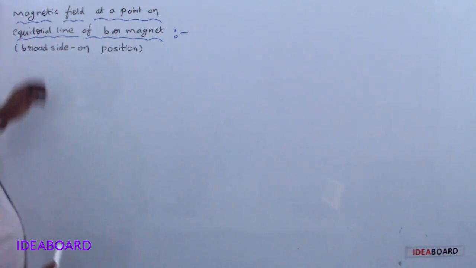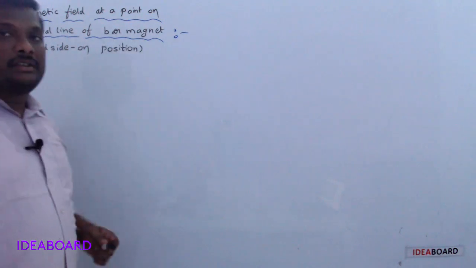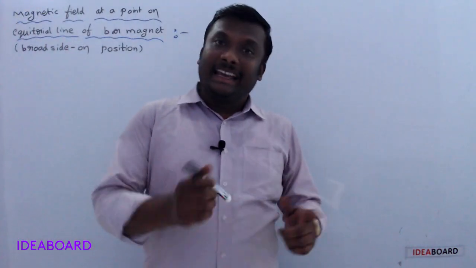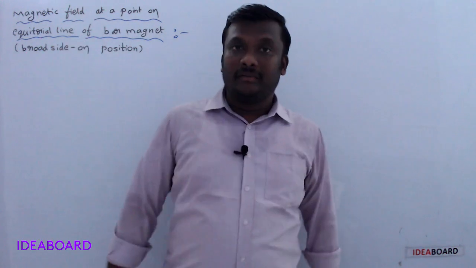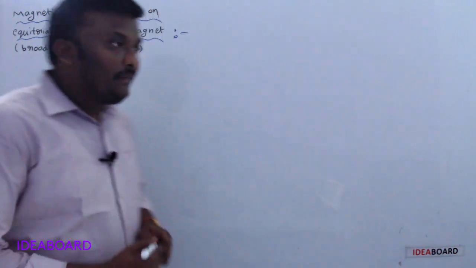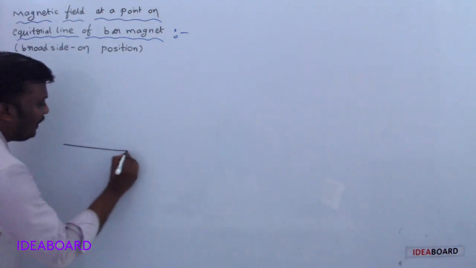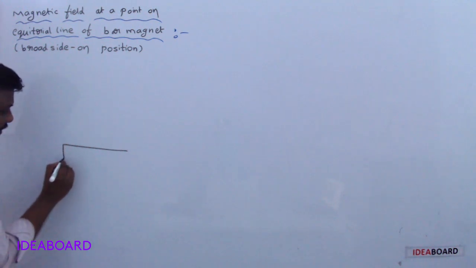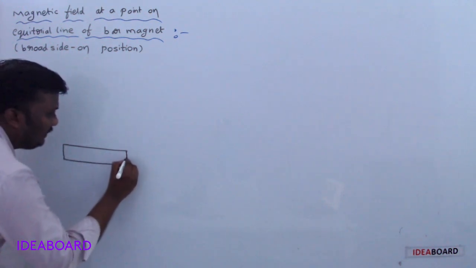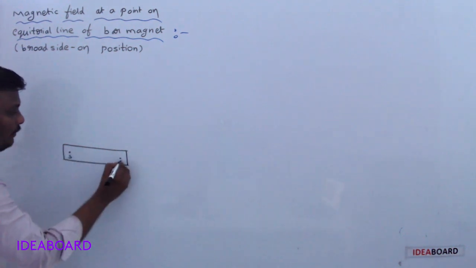So the next one is the magnetic field at a point on the equatorial line of a bar magnet. Previously axial line, now equatorial line, and this is named the broadside on position. So what is the equatorial line? Let us take a bar magnet, on that this is the south pole and this will be the north pole of the bar magnet.